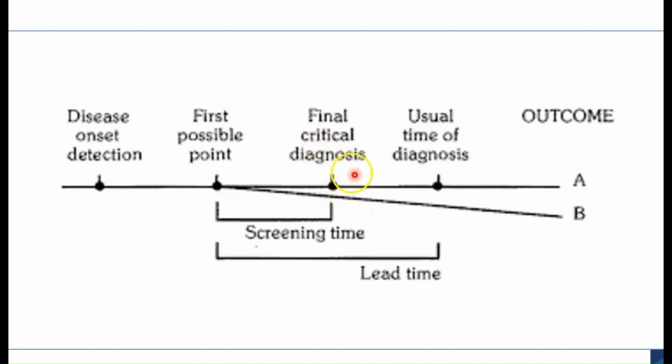It means at this point there is no point of diagnosing the disease if the disease is already in advanced stage and sometimes the irreversible changes have been made. So our screening time is between the first possible point, the earliest possible point from which the disease can be diagnosed, and before the final critical diagnosis. So lead time is the advantage which is gained by the screening. So A is the outcome if there is no screening, and B is the outcome when the disease is diagnosed early as a result of screening program. So B minus A is the outcome of screening program.